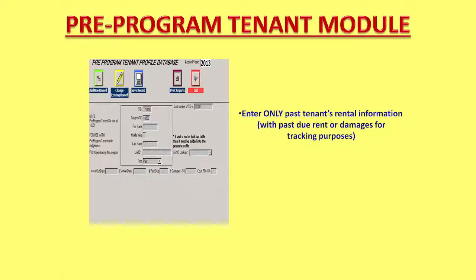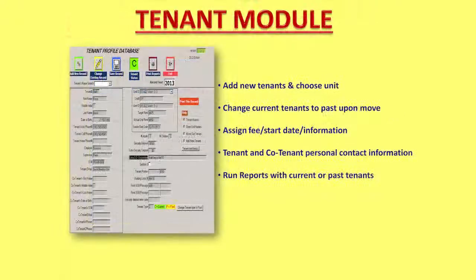The pre-programmed tenant module is very easy to use. Just enter the previous tenants whom you want to keep track of before you had the program. The tenant module is where your tenants will be entered. Fill in the first name, last name, unit where they live, date of birth, phone numbers, employers, social security number that is optional, and an email address if any.